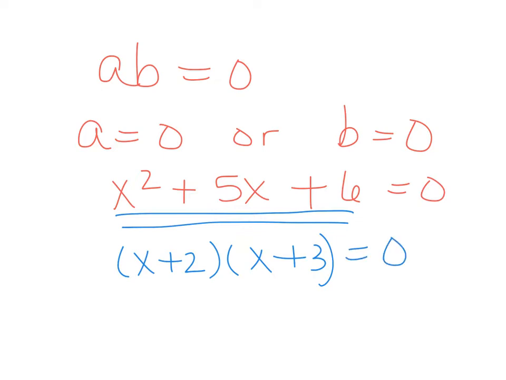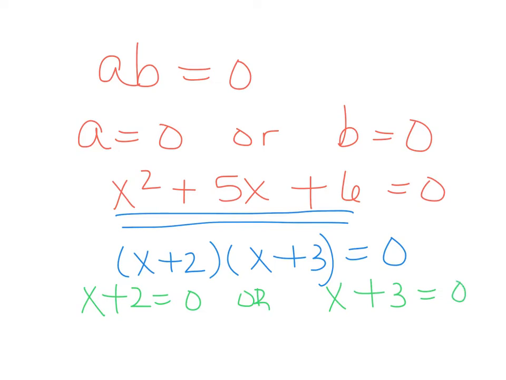So now what we're going to do is use this concept that I wrote at the top of the page. A times B is 0, so either A is 0 or B is 0. If you look at this, we could figure out what X could be to make this problem true. To do that, we say, what could make X plus 2 equal 0? Or what could make X plus 3 equal to 0?